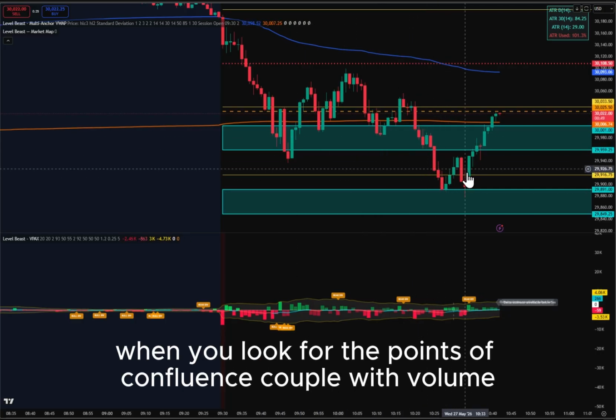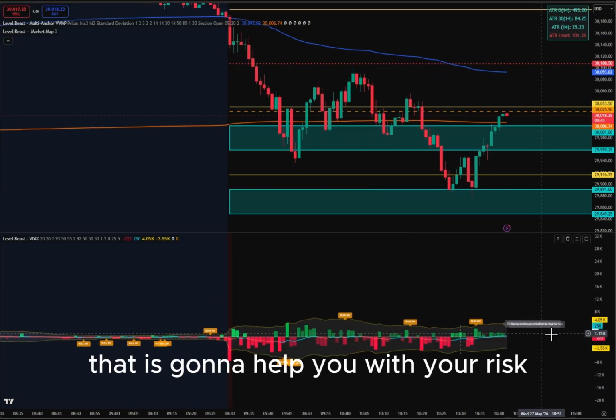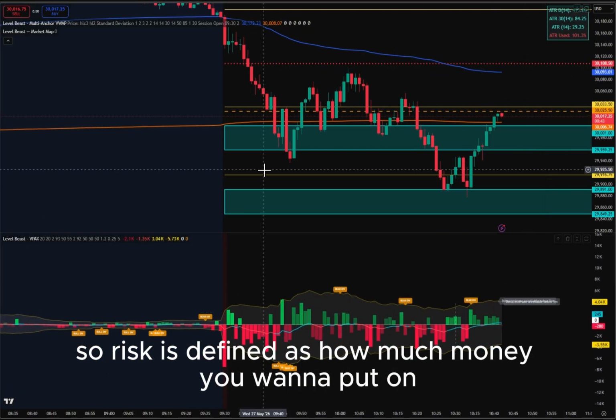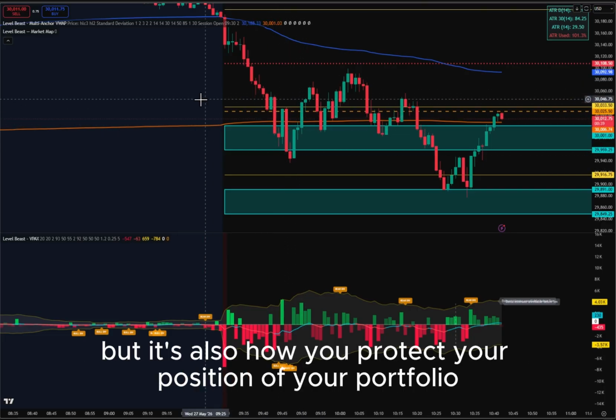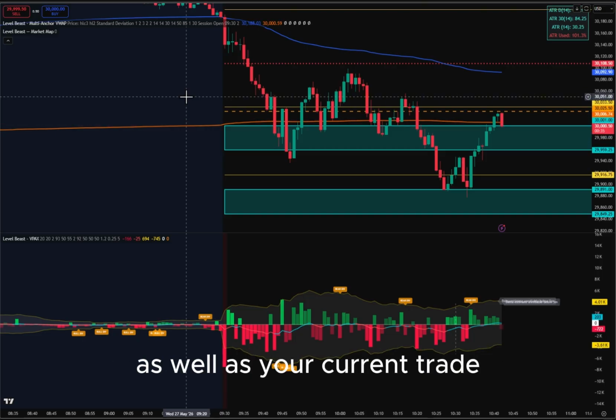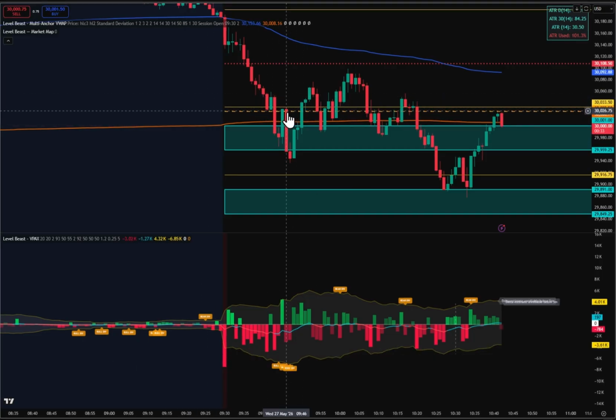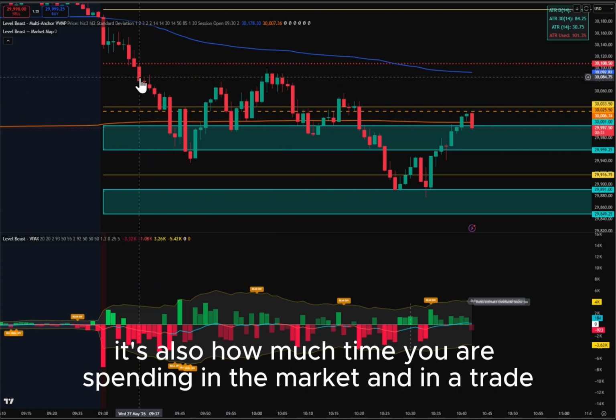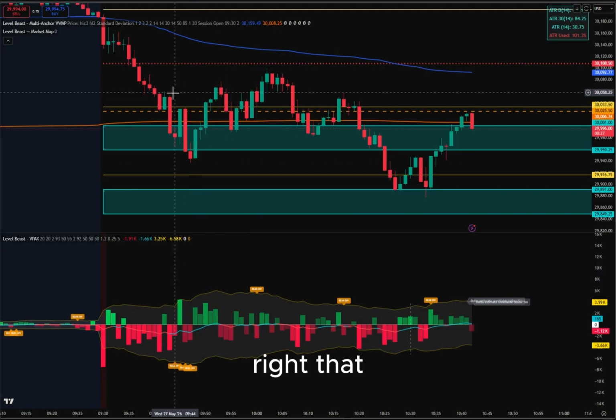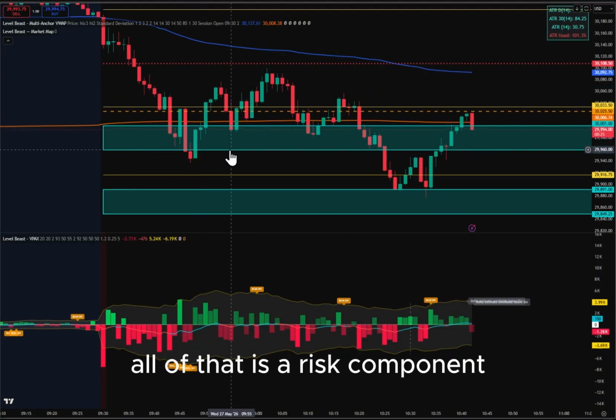When you look for the points of confluence coupled with volume, that is going to help you with your risk. So risk is defined as how much money you want to put on, but it's also how you protect your position, your portfolio, as well as your current trade. It's also how much time you are spending in the market and in a trade, right? All of that is a risk component.